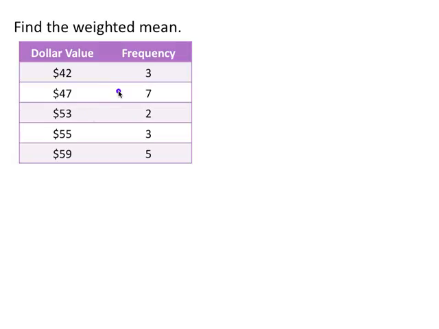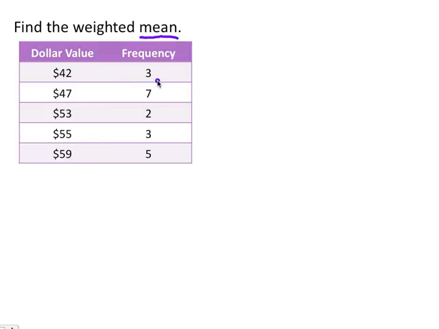you were given $42. And you were given $47 7 different times. And $53 2 different times. And so on through the whole table. So you have to be careful when you're reading this table. Normally when you would do a mean, you would just take all these dollar amounts, add them up, and divide by the number of them, which there's 5, so that's what we would have done.